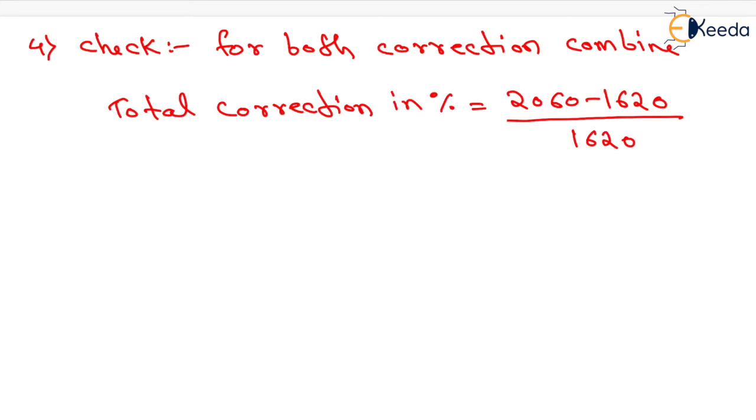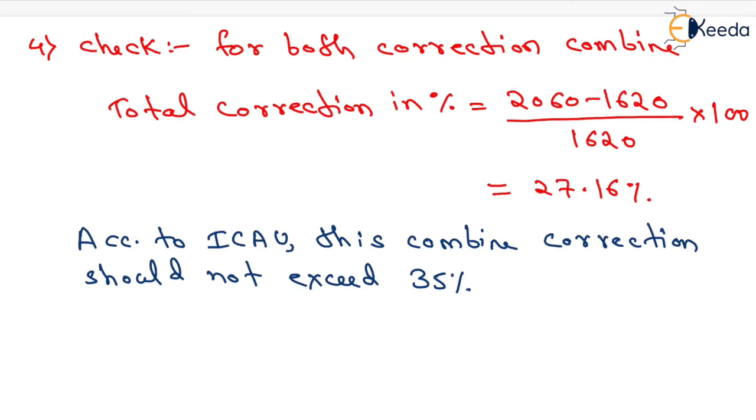Now the total correction in percentage will be equal to 2060 minus 1620 upon 1620 into 100, which is equal to 27.16%. According to ICAO, this combined correction should not exceed 35%. So our value is 27.16%, so it is a safe condition.